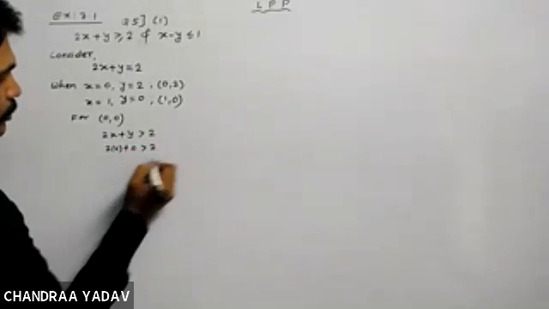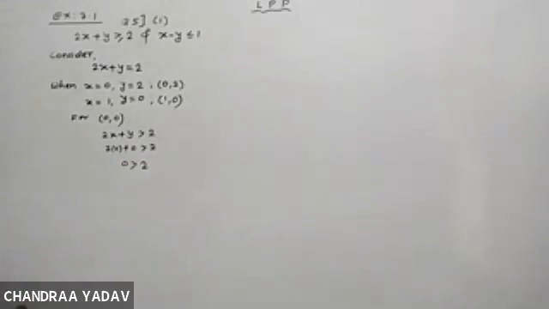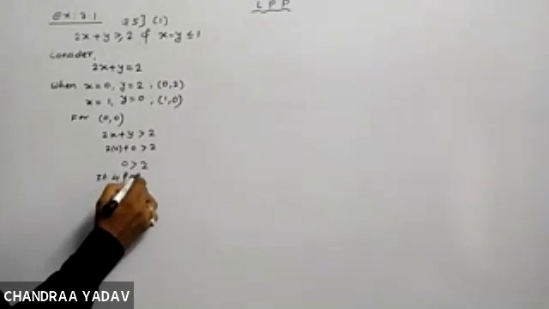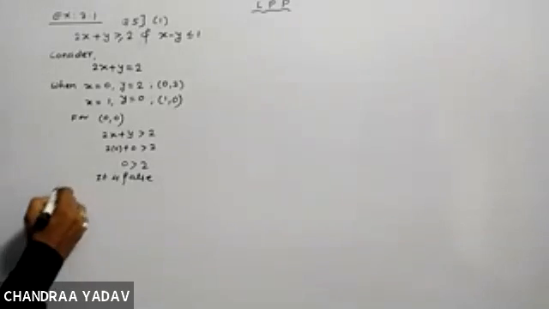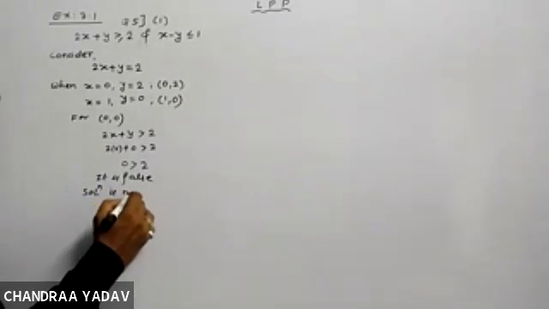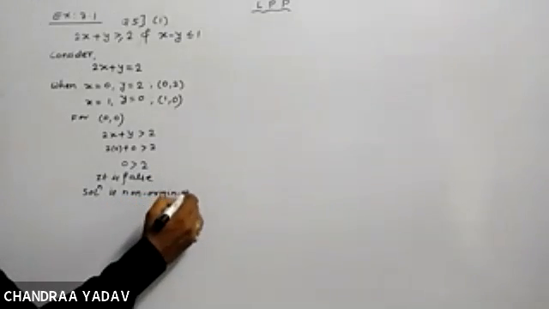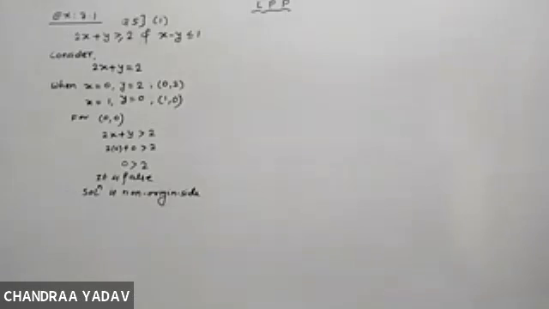Last time we did this one. Do you remember or not? So it is 0 is greater than 2. It is true or false? False. We'll write it is false. So what do we write therefore? Solution set is on non-origin side. Very good. Solution set is non-origin side. This is the one part.